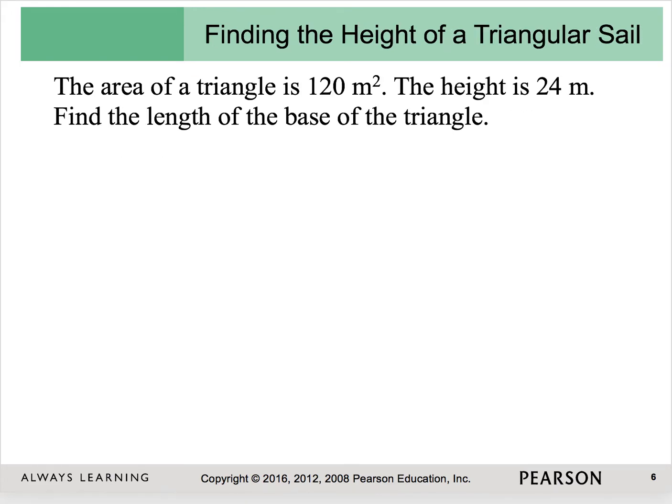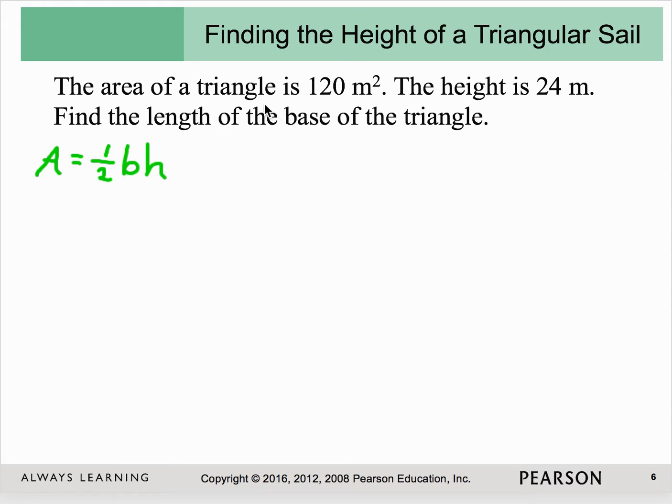The area of a triangle is 120 square meters. The height is 24 meters. Find the length of the base of the triangle. So they expect you to know a couple of formulas. When it says the area of a triangle, it is half base times height. If you have to look it up, you can look that up, but I need to know the area of the triangle. So the area is 120.